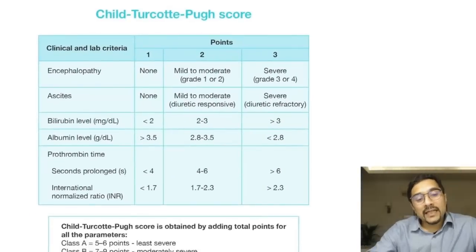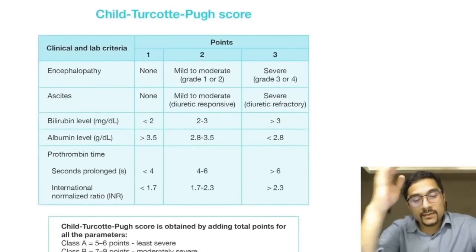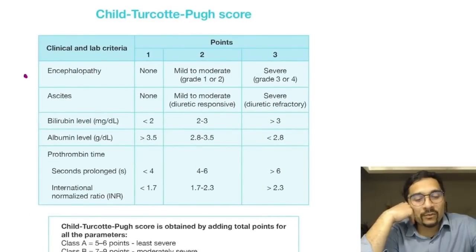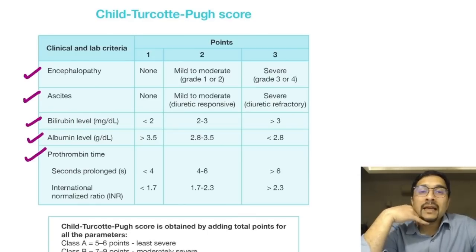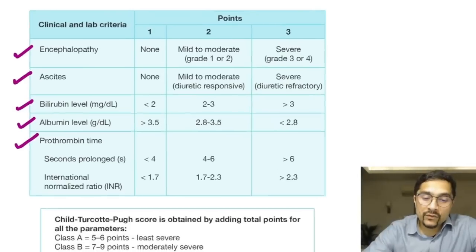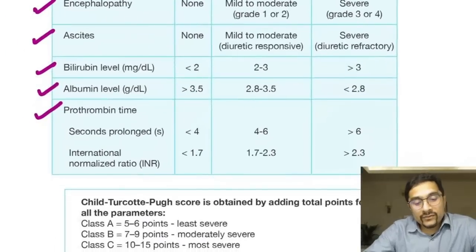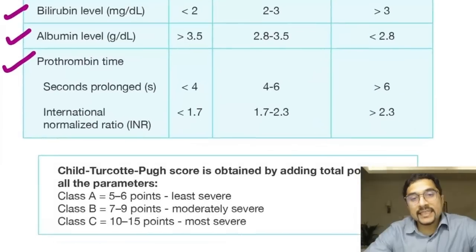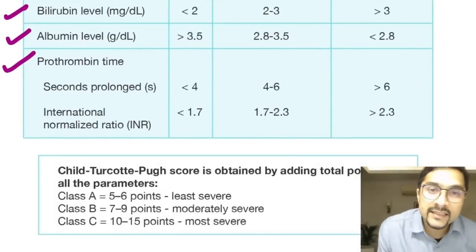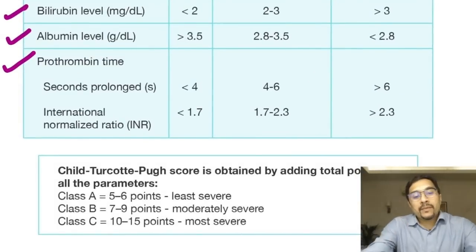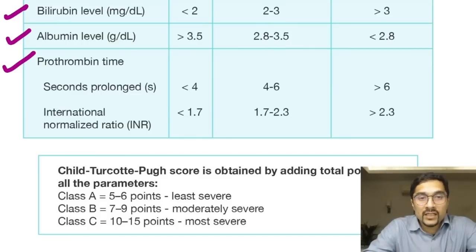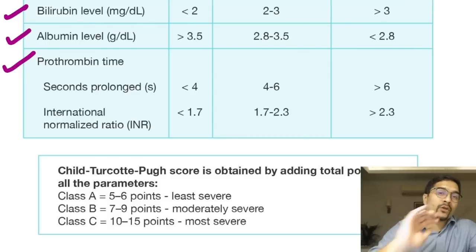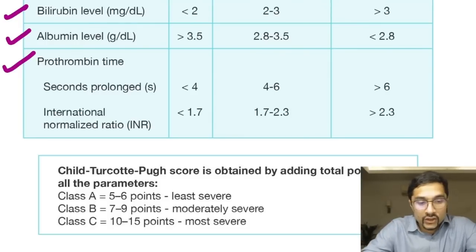You need to memorize the Child-Pugh score. This has been asked many times. It includes encephalopathy, ascites, bilirubin, albumin, and prothrombin time. Each parameter is scored from 1 to 3. If the score is 5 to 6, it is class A, the least severe cirrhosis or least severe liver dysfunction. B is moderately severe and C is the most severe liver dysfunction. So the mortality will also be very high even if you're doing a non-liver procedure.